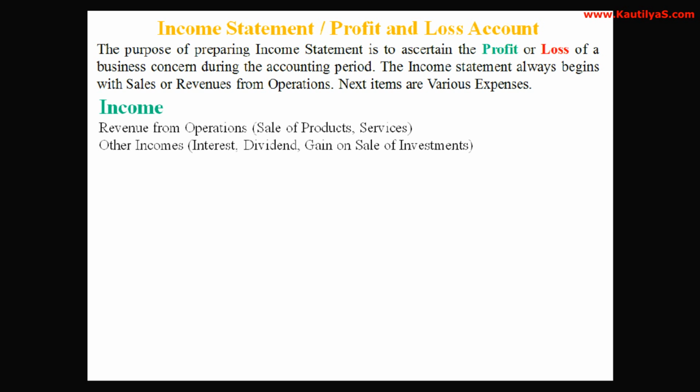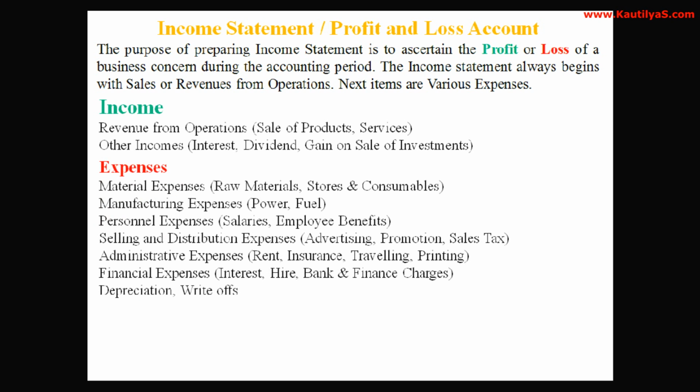So income to a business comes from two sources. One is the revenue from operations, which includes sale of products and services, which is core to the business enterprise, and income from other sources like interest, dividends, and gain on sale of investments.